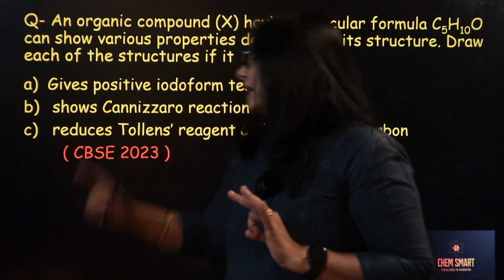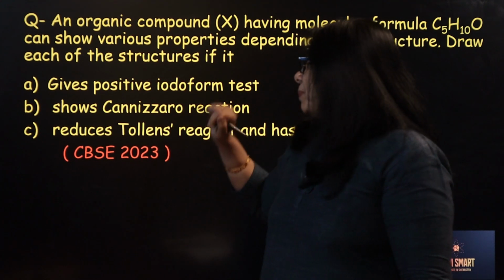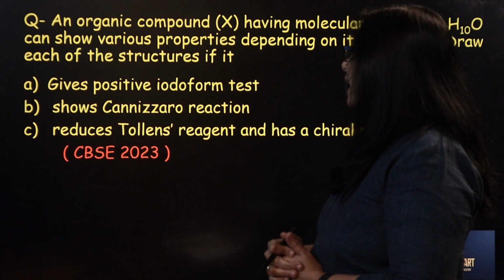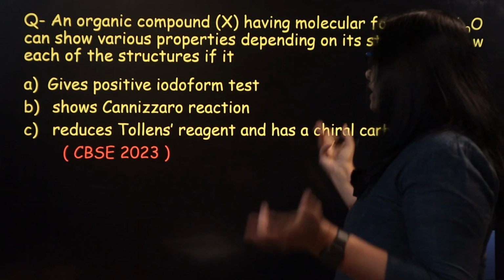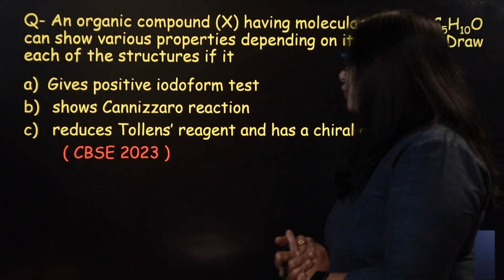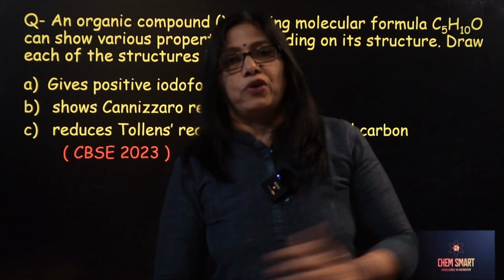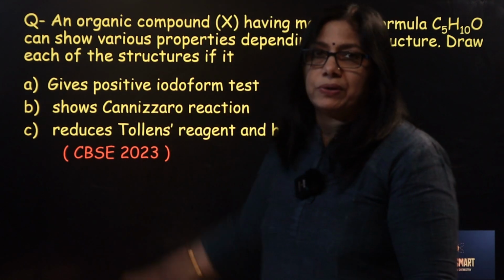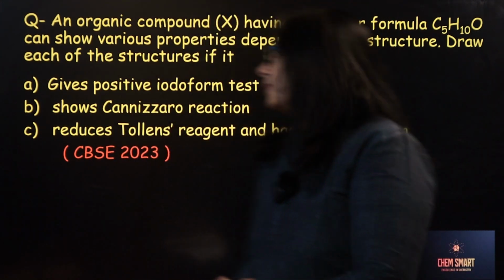From a statement question pattern. An organic compound X having molecular formula C5H10O can show various properties depending on its structure. Draw each of the structures of it. So you have to arrive at 3 structures having the same molecular formula C5H10O connected to these clues given. Now we are going to explore this question, how to do it.